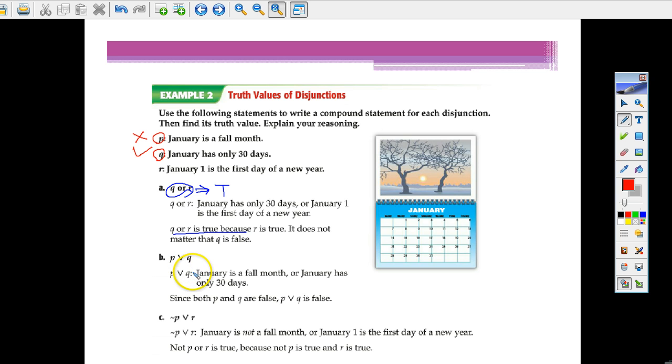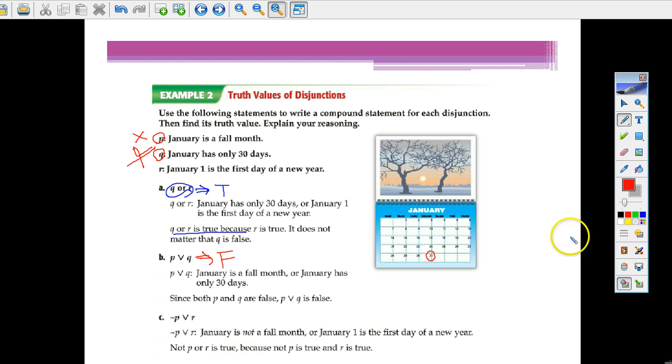Wait a minute. Both P and Q are false. Why is P or Q true? January has 30 days? No, that's 31 days. Never mind. Can't really see that well on this calendar, can you? I believe that's 31 days. So they're both false. False and false means this statement is false.